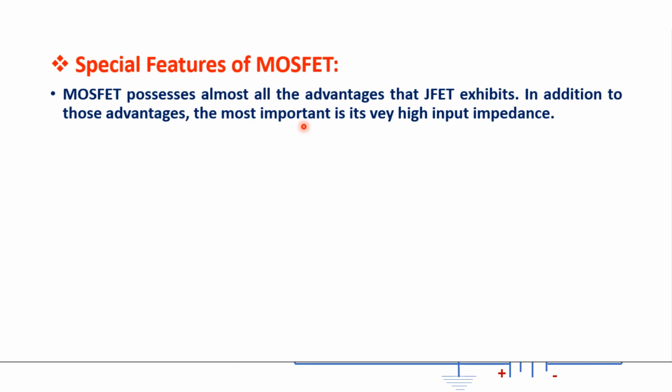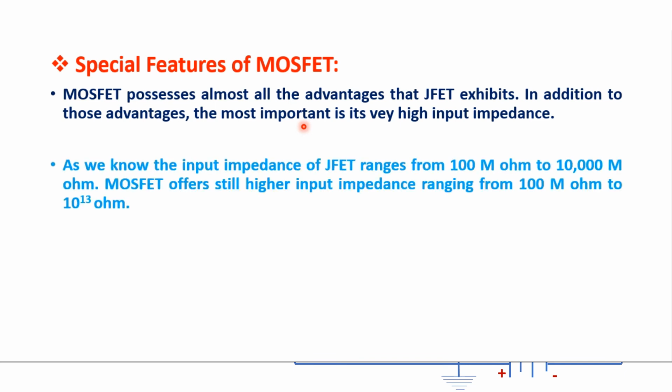Now, what are the special features of MOSFET? MOSFET possesses almost all the advantages that JFET exhibits. In addition to those advantages, the most important is its very high input impedance. As we have already discussed, input impedance of JFET ranges from 100 mega ohm to 10,000 mega ohm. The MOSFET offers still higher input impedance, which ranges from 100 mega ohm to 10 raised to power 13 mega ohm. So this is also a very important special feature of this particular MOSFET.